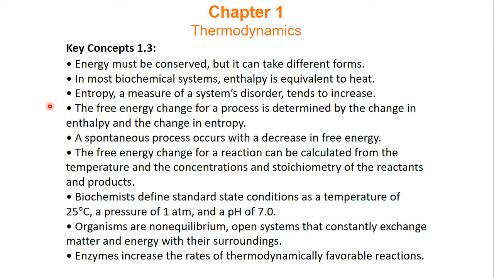When we're talking about thermodynamics, we're going to talk about free energy, which is called delta G. Free energy is dictated by a change in enthalpy and a change in entropy. Spontaneous processes, those that happen on their own, happen if there's a decrease in this free energy. We can also calculate free energy in terms of reactants and products. In biochemistry, we have what's called a standard state, which is just a state everybody agrees on. That is 25 degrees C, 1 atmosphere, and a pH of 7.